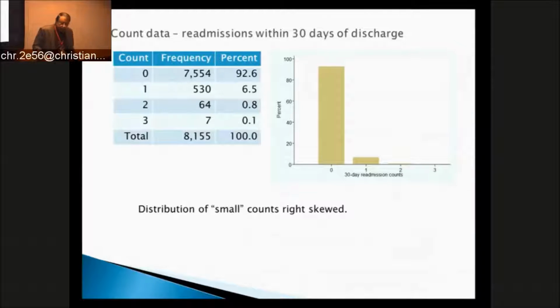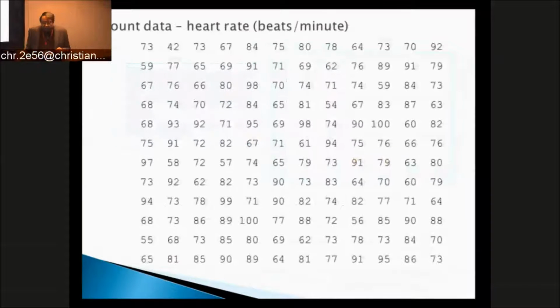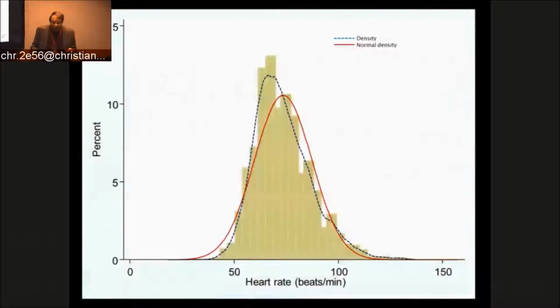On the other hand, if we go to the other extreme, and we look at heart rate, which is a count, because you're counting beats per minute, but that's typically a large number. If it's a small number, then you're talking about a different population than you are with people with a normal heart rate. So what we find is heart rate tends to be normally distributed. So when we analyze heart rate, we analyze that as a continuous variable, not as a count.